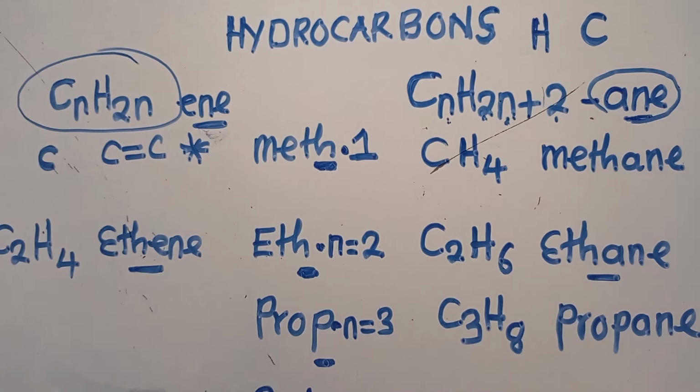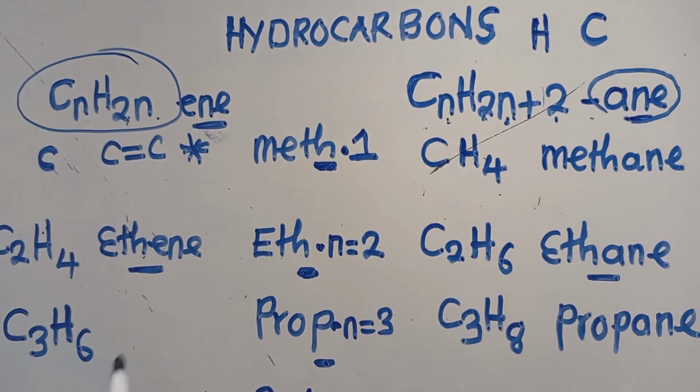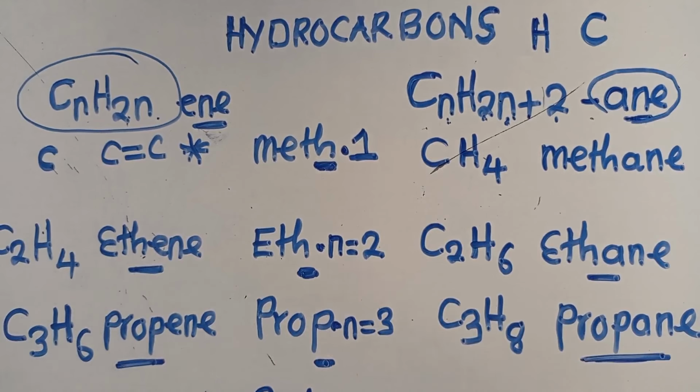I move to this n is 3. So I say C3, then H, 2 times 3, 6. I put my 6 here. This is the name. It is prop. I put -ene. It becomes propene. So this one is propane and this one is propene. I'm also showing you how to come up with correct chemical formulas. This is what you need to do.